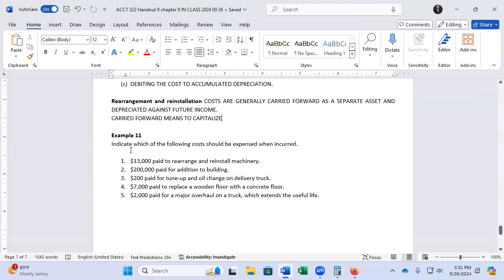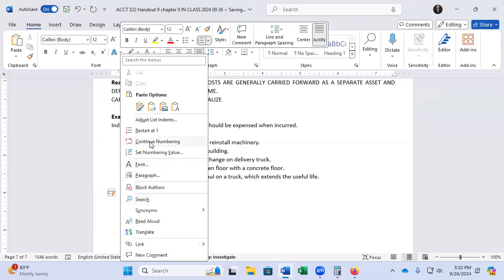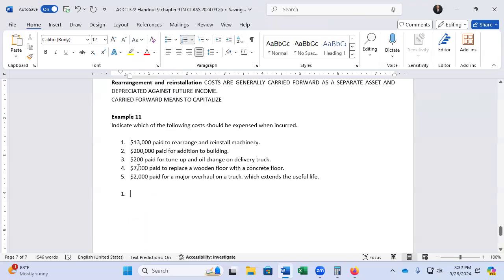Okay, so let's walk through these. It says indicate which of the following costs should be expensed when incurred. And so it says 13,000 paid to rearrange and reinstall machinery. And so this one would be capitalized. Number two, 200,000 paid for an addition to the building, capitalized.